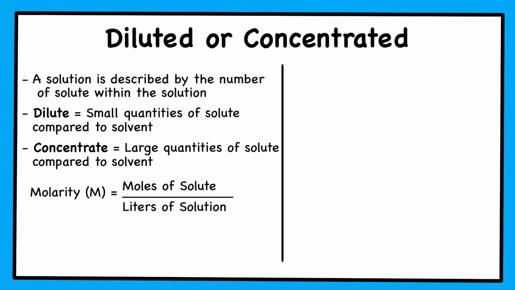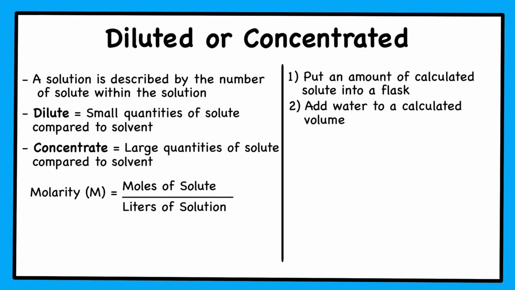Typically, when we want to make a solution of a specific molarity, we put the amount of solute we calculate in a flask and then add water or another solvent to a desired volume of the solution. So if we want to make a 1 molar solution of salt water, I would first do my calculations to determine the total volume of the solution.